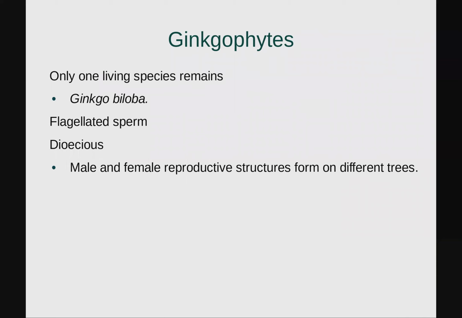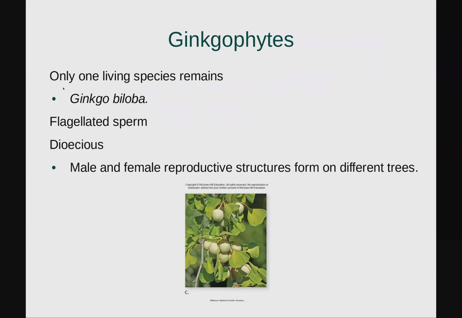And then we have our final group, which is the ginkgophytes, Ginkgo biloba. It has flagellated sperm. It is dioecious, which means male and female reproductive structures form on different trees. So it's not like our conifers where male is at the bottom and females are on the top. Our ginkgophytes, there are male ginkgo trees and female ginkgo trees. So kind of a fun thing.